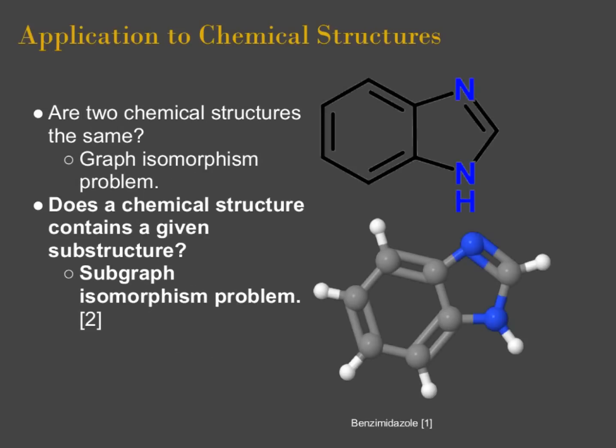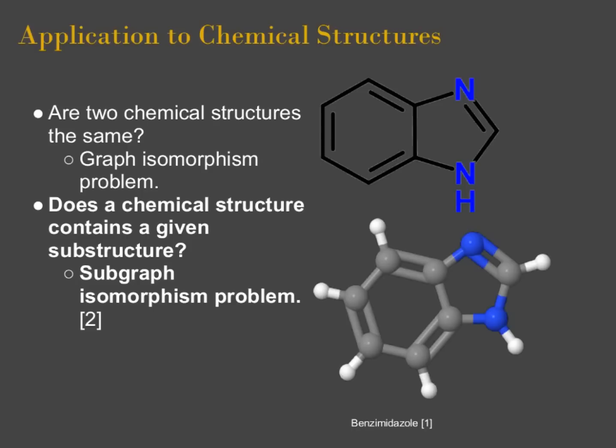Some problems that arise in cheminformatics and chemistry include determining if two chemical structures are the same. You're given two representations, whatever that may be, and you need to determine whether the structures are identical. In computer science, that translates to the graph isomorphism problem. Does a chemical structure contain a given substructure? Well, that's the subgraph isomorphism problem. So these are two distinct problems, graph isomorphism and subgraph isomorphism, and they have distinct applications on the chemistry side.